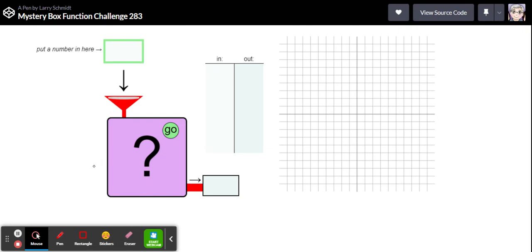In the purple mystery box there is some math and your challenge is to figure out what it is. You can click the link in the description if you want to try this out, and when you've got an idea, come on back and see if we get the same thing.